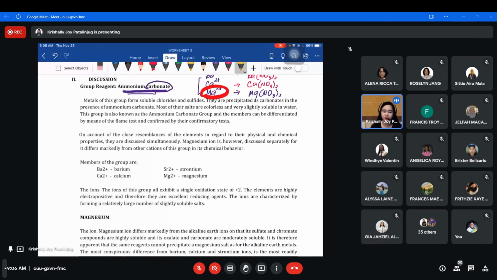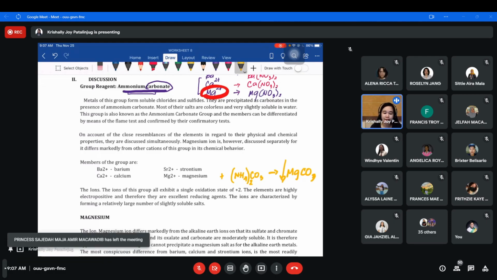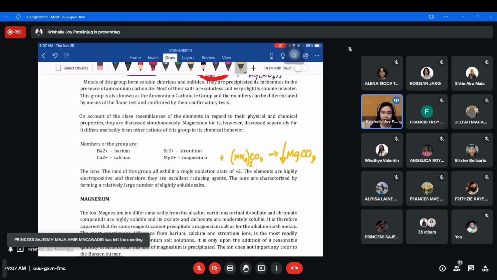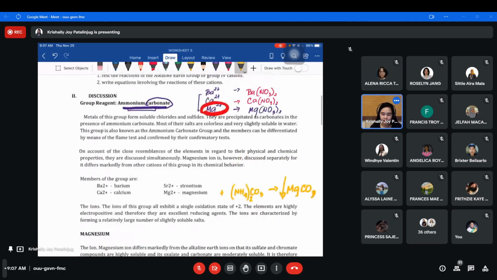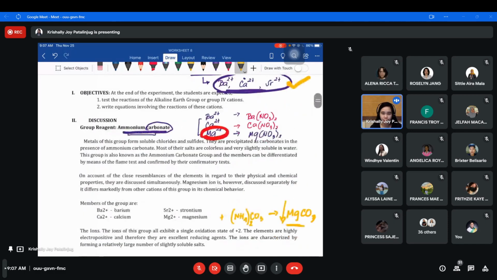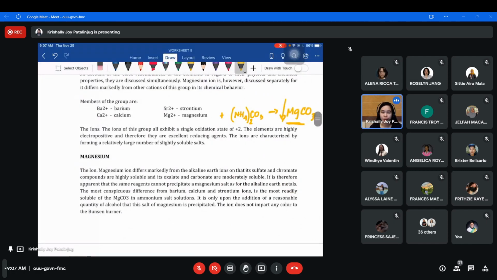However, distinct yung characteristic ng magnesium carbonate specifically. Okay, so again, si magnesium ion, if it is reacted with ammonium carbonate, it will form magnesium carbonate. Okay, that's why it is still included here sa list. However, distinct nga yung characteristic niya kasi unlike barium carbonate, calcium carbonate, strontium carbonate, yung carbonate ng magnesium is relatively soluble or moderately soluble nga precipitate.